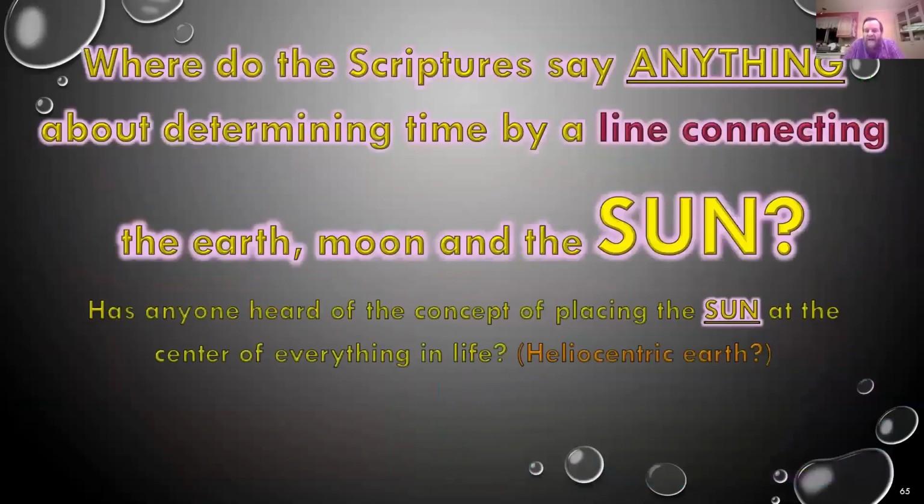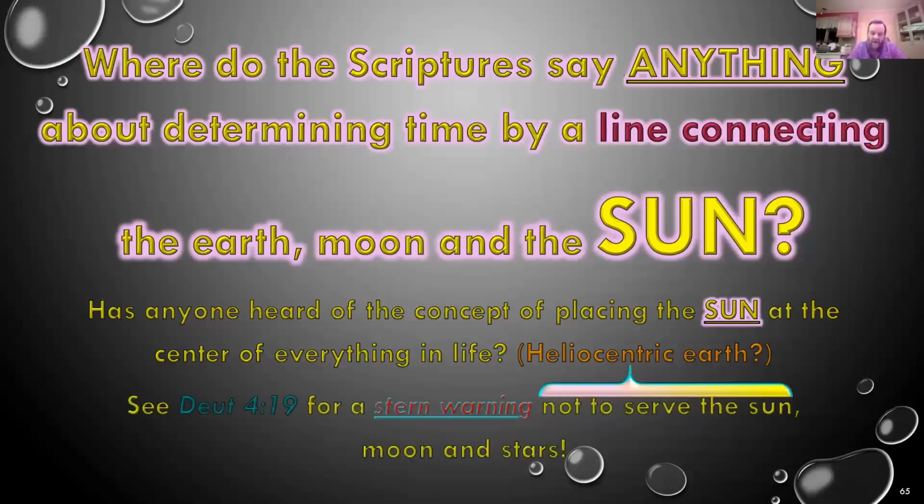Where do the scriptures say anything about determining time by a line connecting the earth, the moon, and the sun? Has anyone heard of the concept of placing the sun at the center of everything in life? Have you heard of a heliocentric earth, where the earth revolves around the sun? Would that be a form of sun worship? See Deuteronomy 14:19, for a stern warning not to serve the sun, the moon, and the stars.